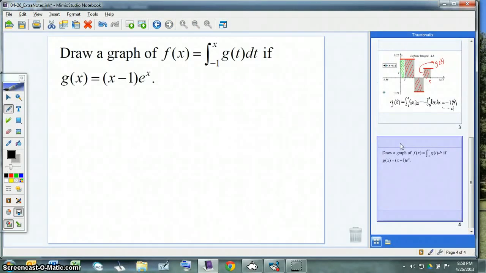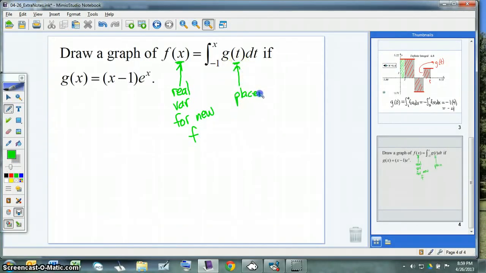We want to draw a graph of f of x equals the definite integral from -1 to x of g of t dt if g of x is (x minus 1) e to the x. You'll notice that we've swapped out the letters again. So this right here is the real variable for the new function, which is called f. This variable here is simply a placeholder that says how you are manipulating the formula. So that one doesn't really matter. This is the one that matters right here, and it's the one that's up here as our upper limit of integration.